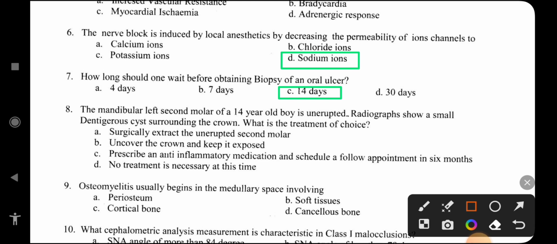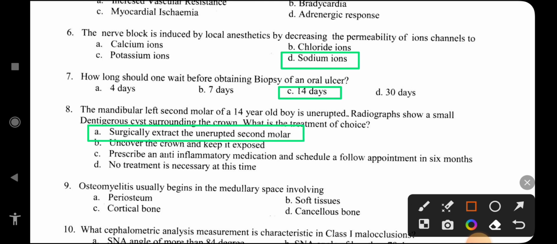Next question is the mandibular left second molar of a 14-year-old boy is unerupted. Radiograph shows a small dentigerous cyst surrounding the crown. What is the treatment of choice? Options are surgically extract the unerupted second molar, uncover the crown and keep it exposed, prescribe an anti-inflammatory medication and schedule a follow-up appointment in 6 months, or no treatment is necessary at this time. And the correct answer is surgically extract the unerupted second molar.